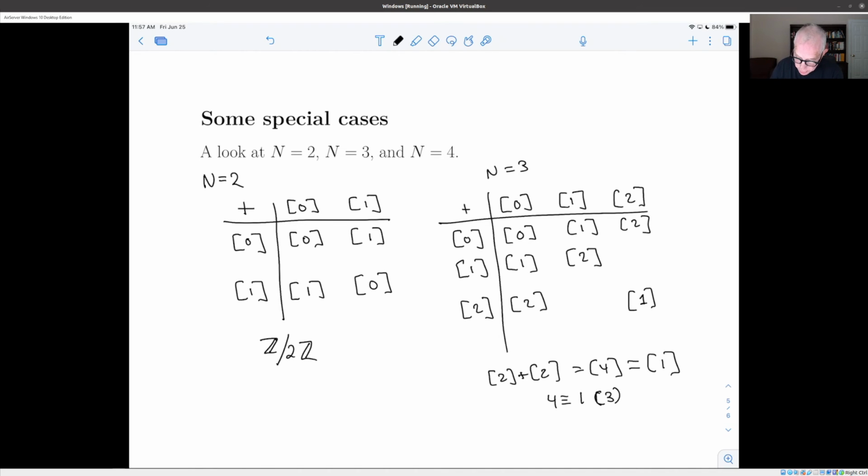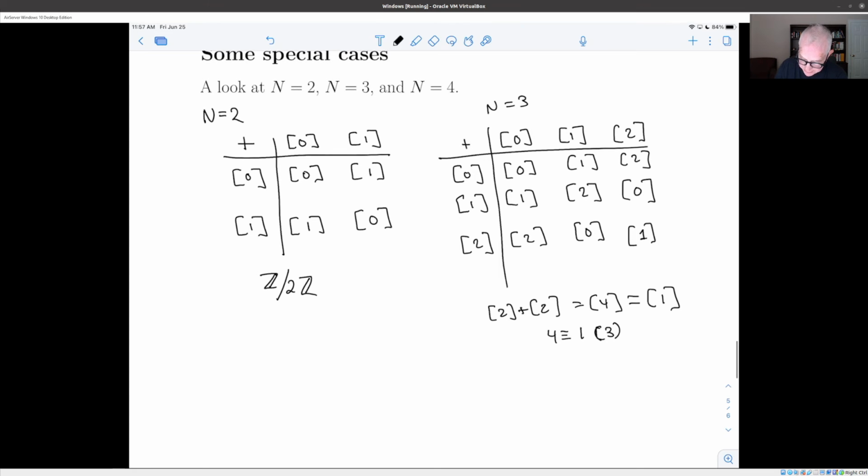2 plus 1 is 3, but that's 0. And 1 plus 2. And one thing to notice about this is that these operations are commutative. Namely, if you add 2 plus 1, it's the same as adding 1 plus 2. And that's kind of clear because if you use the definition [a] plus [b] equals [a plus b], it's also true that [b] plus [a] is [b plus a], but b plus a equals a plus b.